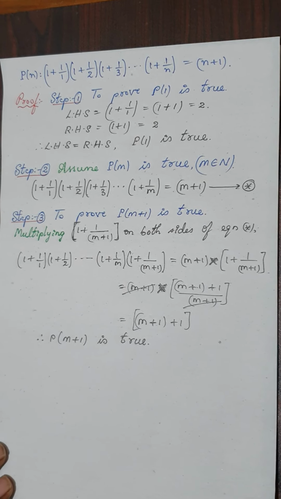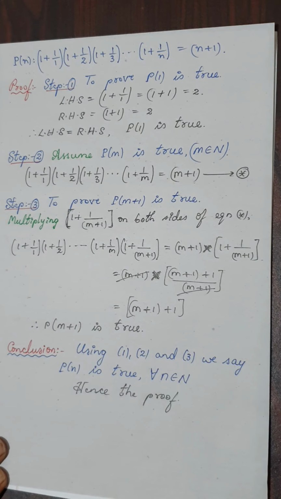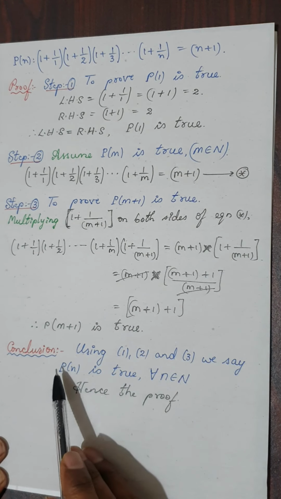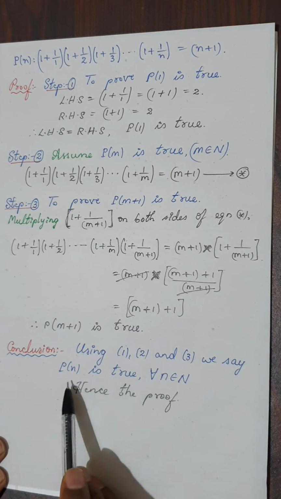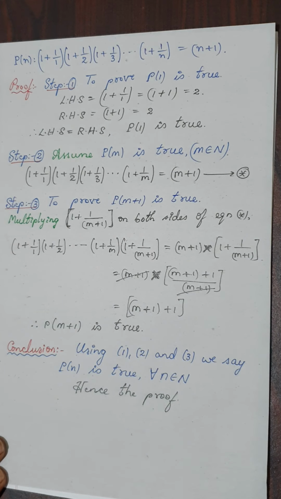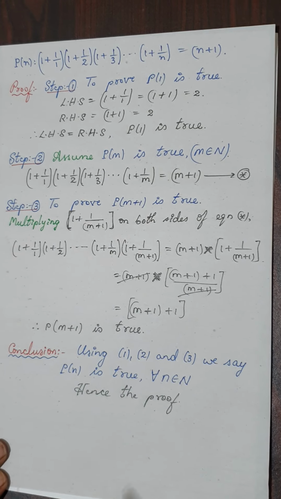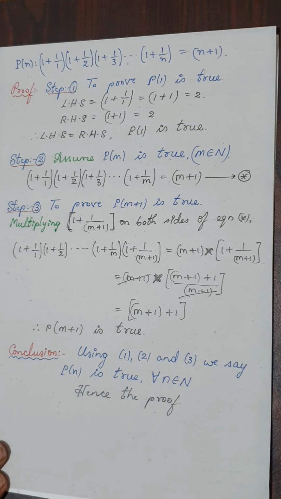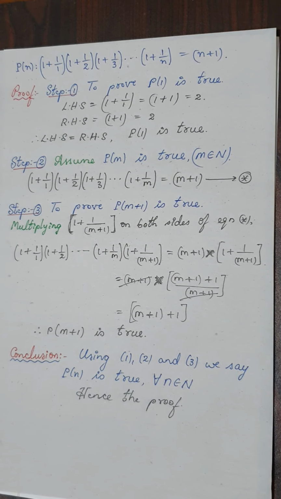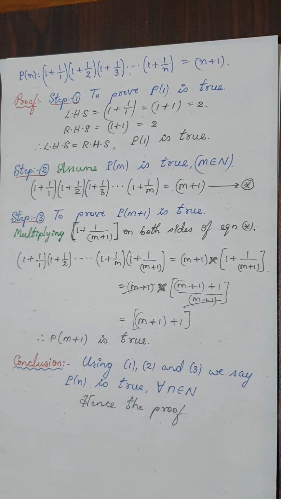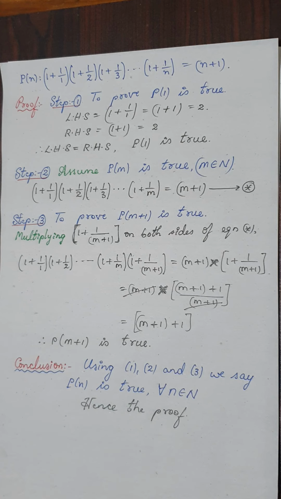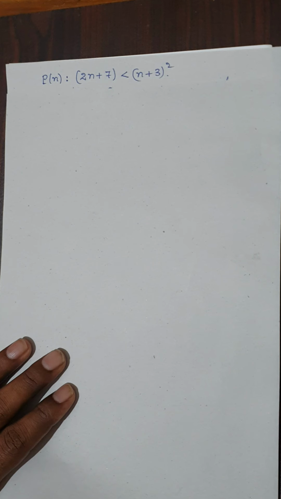Okay, so let us write the conclusion. So hence the conclusion, using 1, 2 and 3 we can say P of n is true for all n belongs to N. That concludes the proof for this particular question. As I told you, dear students, this is a different variety of question compared to whatever we have solved until this question. Okay, so the remaining two questions would also be challenging ones. Let's take them one by one now.